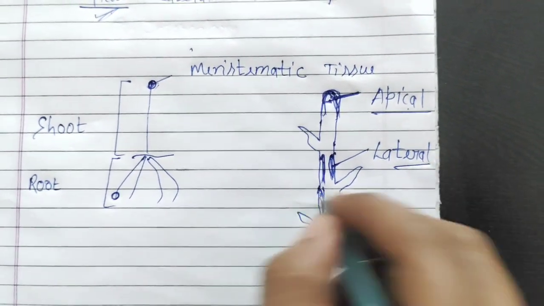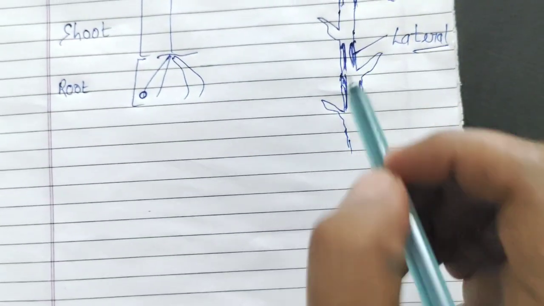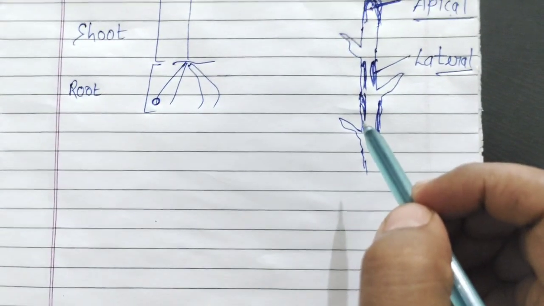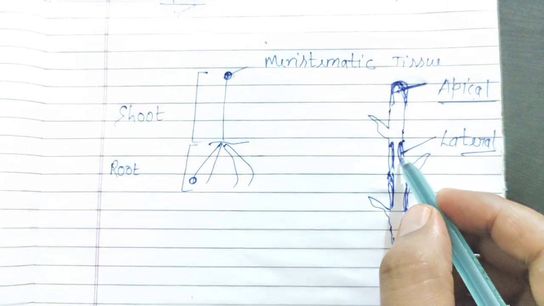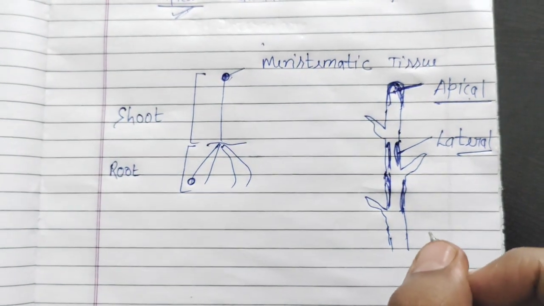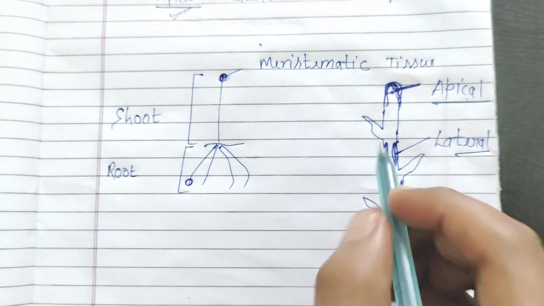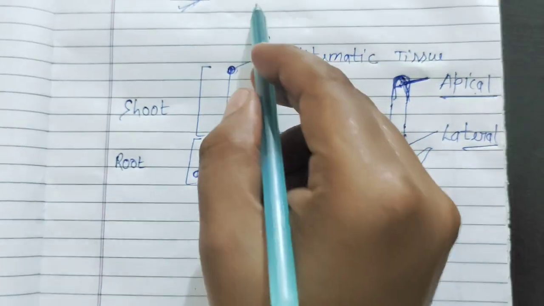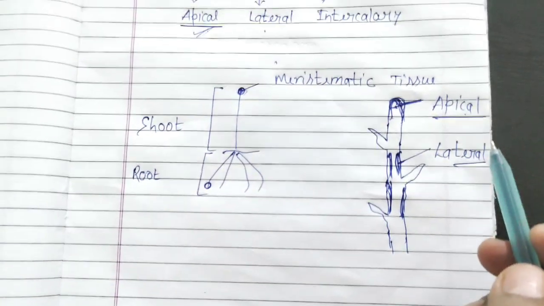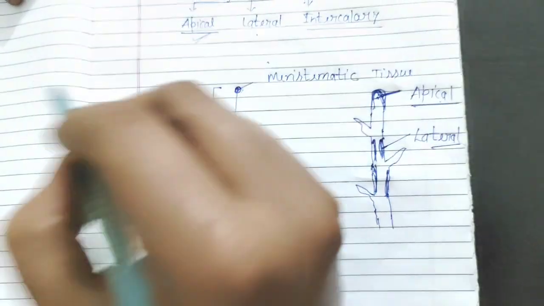Lateral meristem. Due to the division of these types of cells, the width of the plant increases. The plant increases in height, and as time passes it increases its width also. Yes or no? So the tissues present at the side of the plant are called lateral meristem. Is that clear? Okay. Now coming to the third part, that is intercalary.